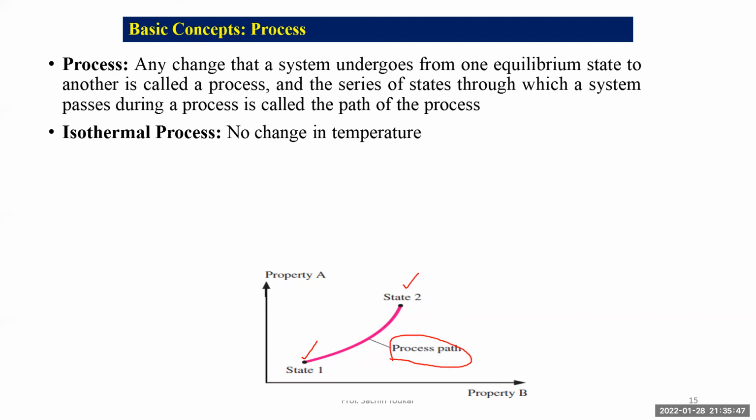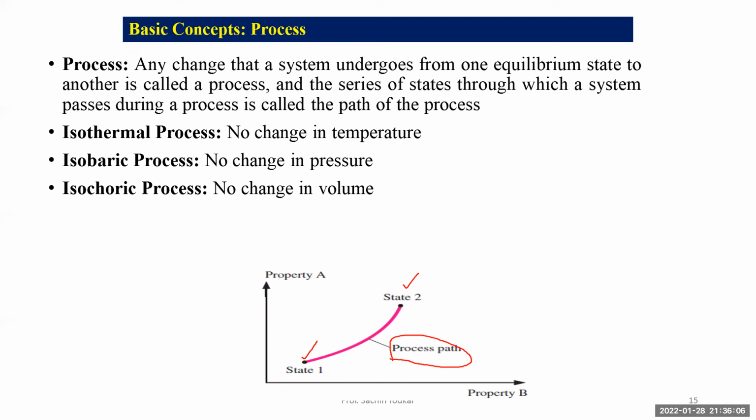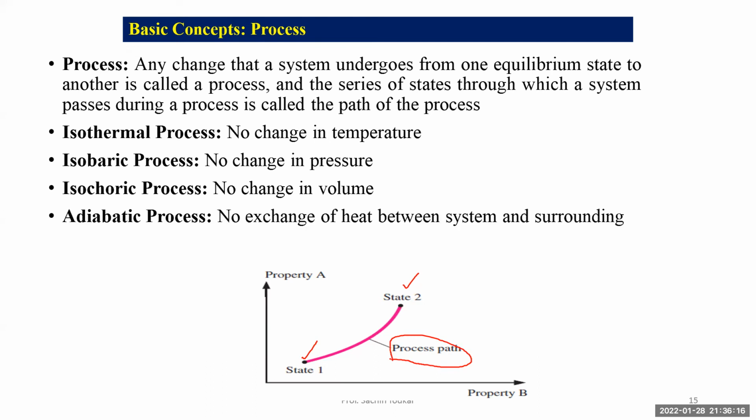Isothermal process: no change in temperature. So if there is no change in temperature, then we call it an isothermal process. Isobaric process: no change in pressure. Bar itself is a unit of pressure, so if it is isobaric, then there will be no change in pressure. Isochoric process: no change in volume. Choric is nothing but volume, so there will be no change in volume. And adiabatic process: no exchange of heat between system and surrounding.